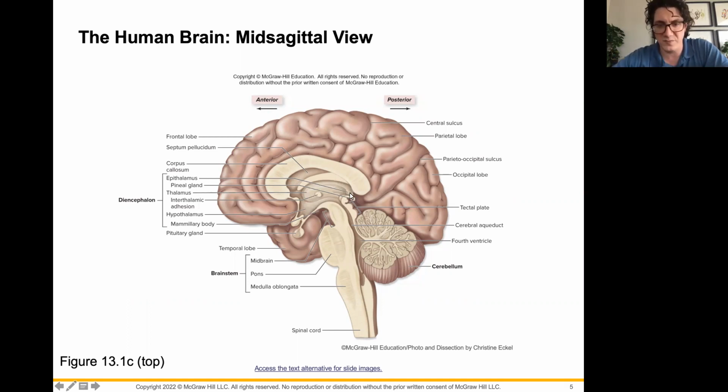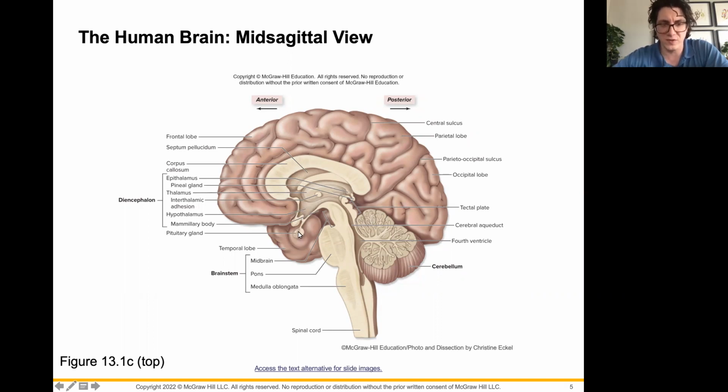The epithalamus is back here to the back. That's this little divot here, which leads us to the pineal gland. So the pineal gland is what's going to help us go to sleep. Okay, it secretes melatonin.